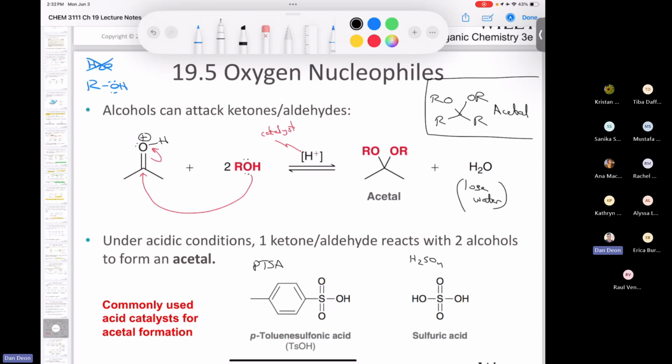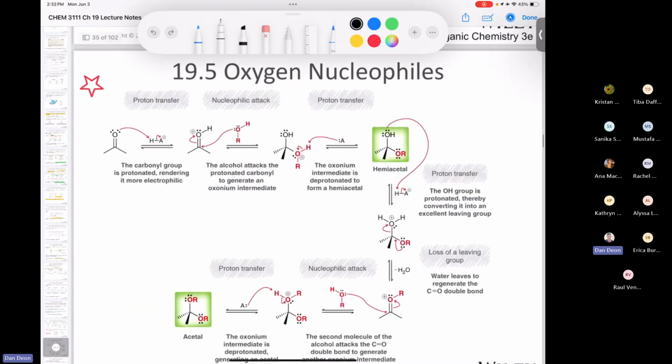You just need one drop, and it catalyzes the reaction over and over and over. So what's the bottom line? It's that you have a ketone or aldehyde. It reacts with 2 molecules of an alcohol to give you an acetal plus some water. So let's take a look at the mechanism.